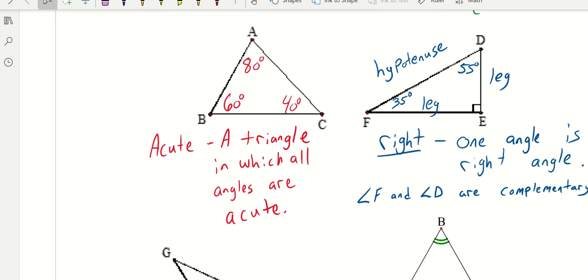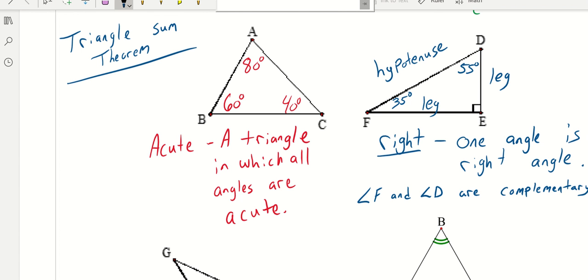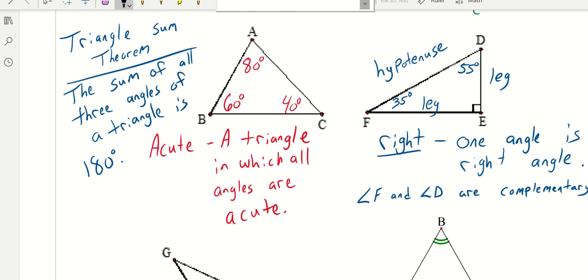So over here on the left, let's write this. Triangle sum theorem states that the sum of all three angles of a triangle is 180 degrees. There you go. Triangle sum theorem. The sum of all three angles of a triangle is 180 degrees. Triangle sum theorem.